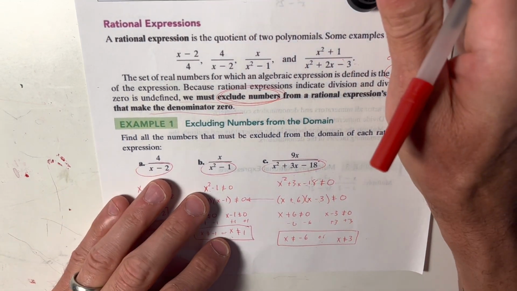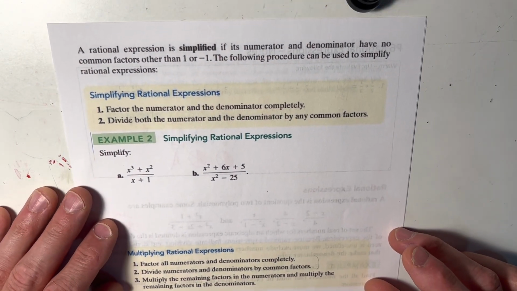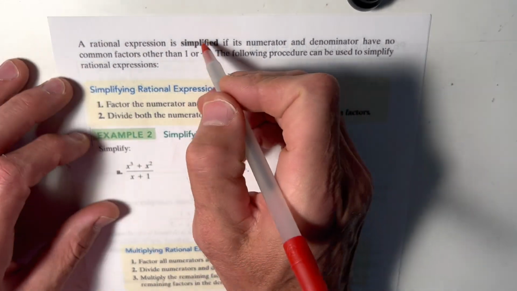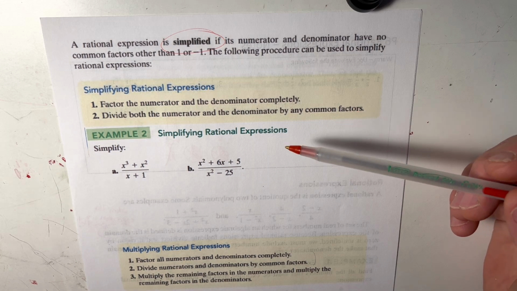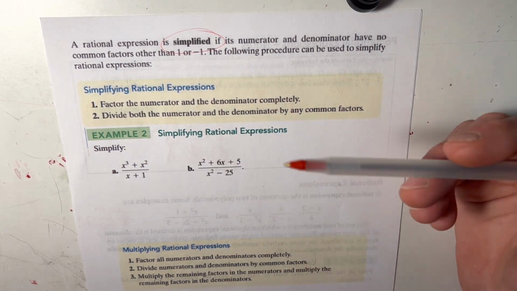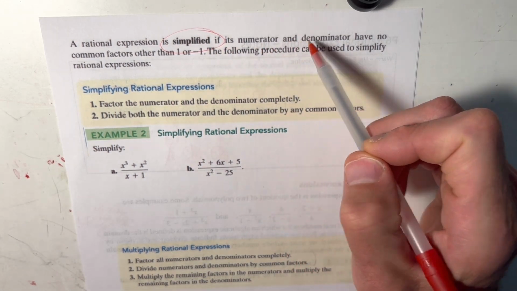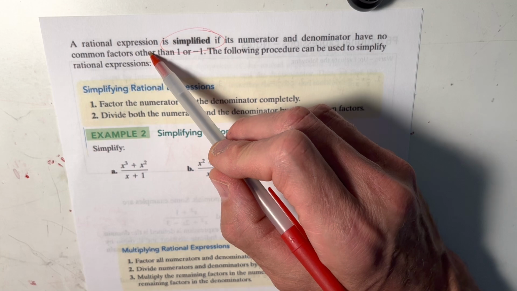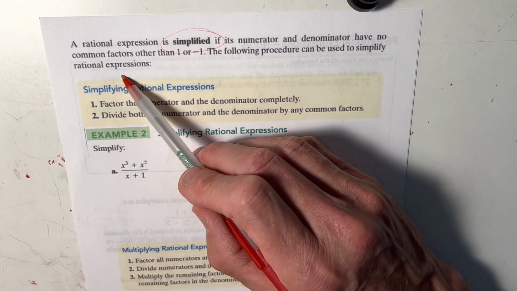All right, let's flip on over. All right, let's get that centered. There we go. A rational expression is simplified. Simplified is the big word that we're focusing on right now, because in the instructions it'll say simplify the rational expression. That's what we're going to focus on. A rational expression is simplified if its numerator and denominator have no common factors other than 1 or negative 1. The following procedure can be used to simplify rational expressions.